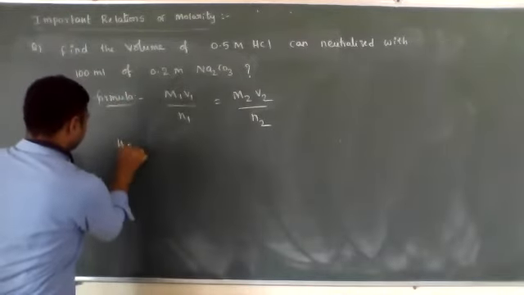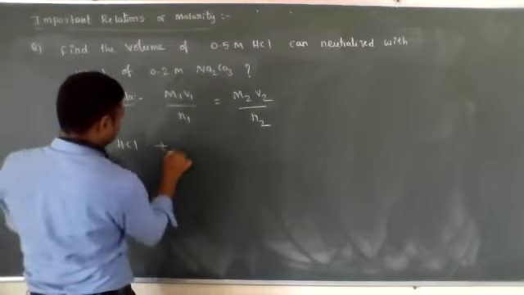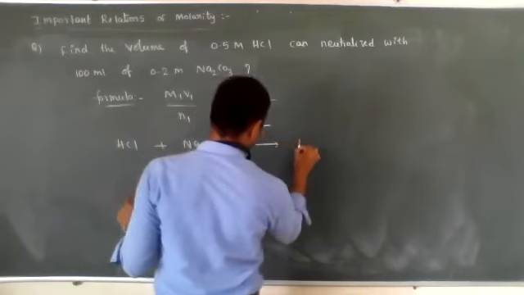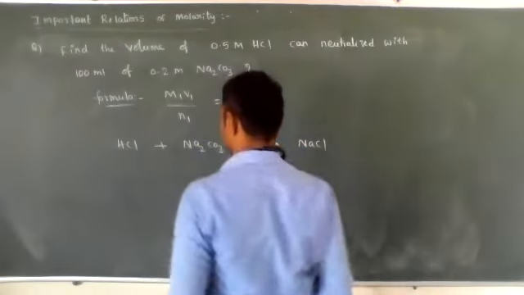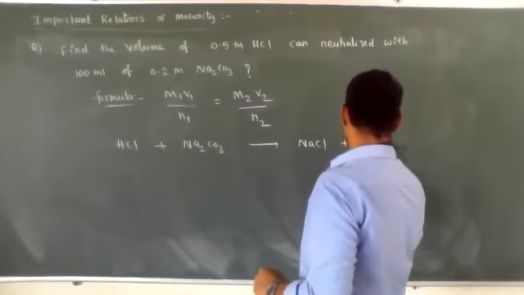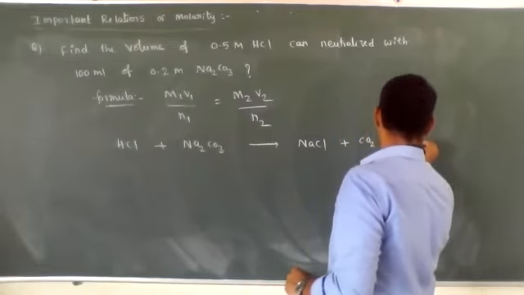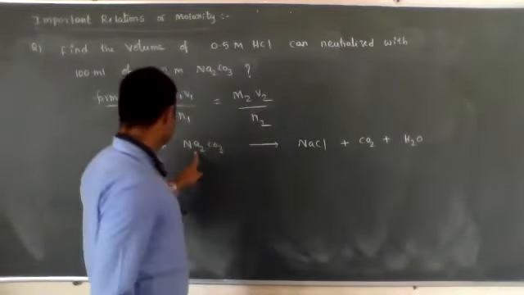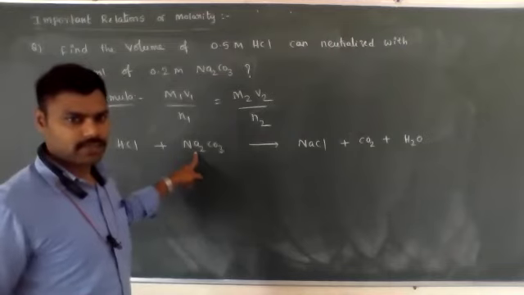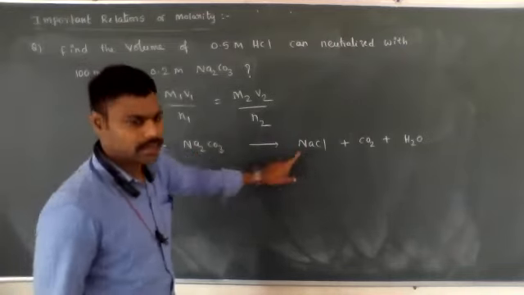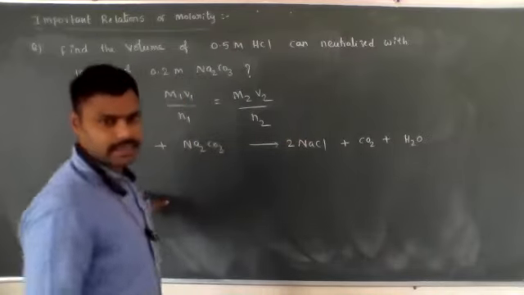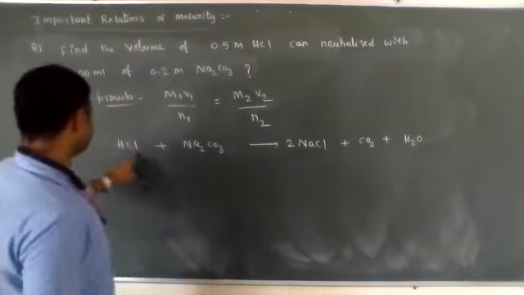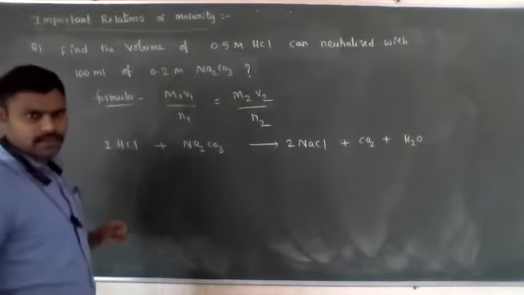So, HCl, hydrochloric acid, reacts with sodium carbonate. What are the products? The products are NaCl plus carbon dioxide plus water. Now balance this equation. So here two sodium atoms are present in Na2CO3, but on the product side only one is present. That's why I am writing 2 NaCl. Now sodium atoms are balanced, but chloride two are present, but here one is present. That's why I am using 2 moles of HCl.